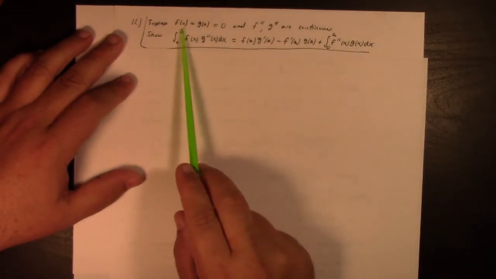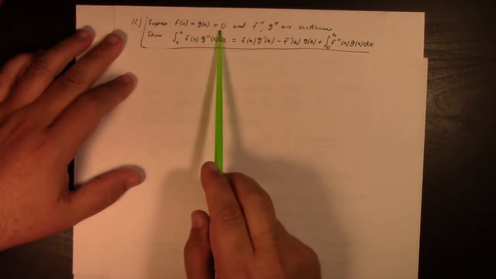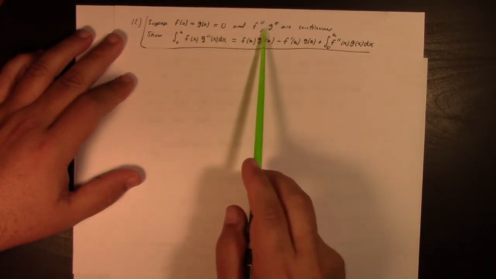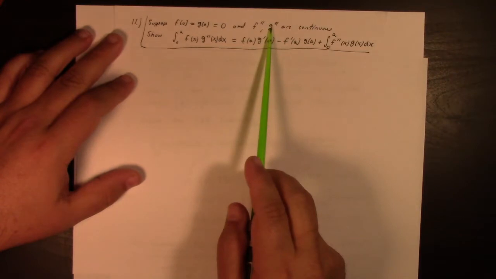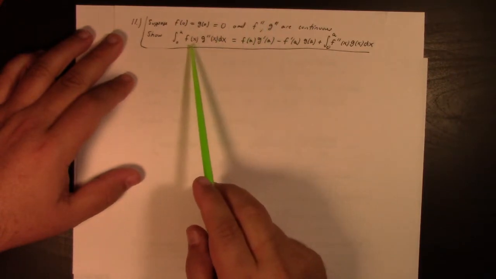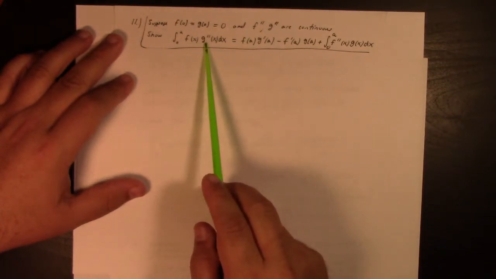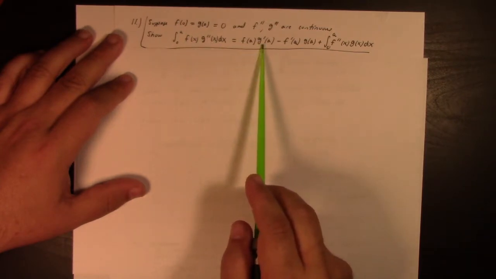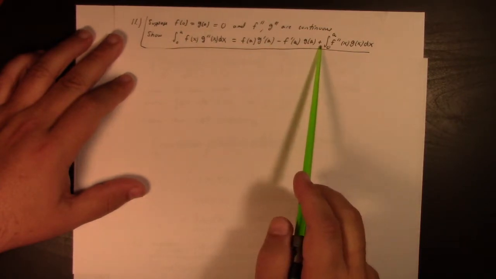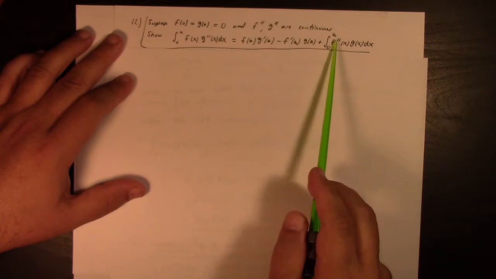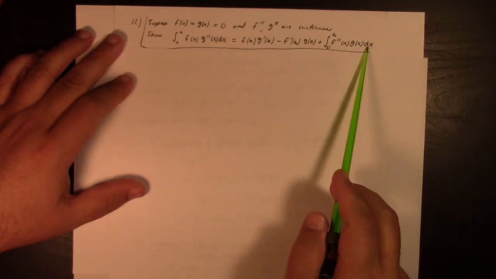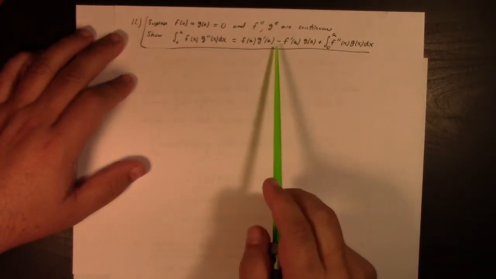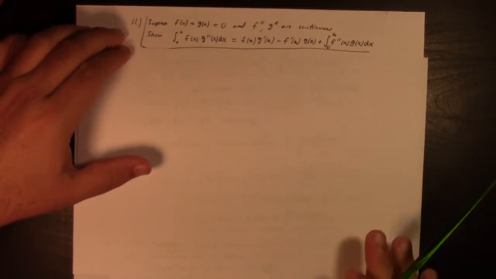Anyway, suppose we have f of 0 and g of 0 is 0. And suppose that the second derivatives of g, f prime prime and g prime prime, are continuous. We're asked here to show that the integral of f times g prime prime from 0 to a is f of a g prime of a minus f prime of a g of a plus the integral from 0 to a of f prime prime of x g of x dx. So when you first look at this, it may be kind of like, ugh, but it's actually not bad.